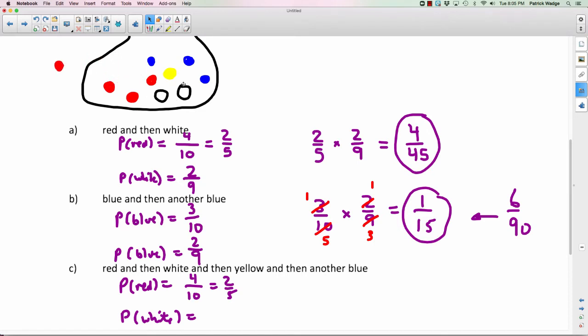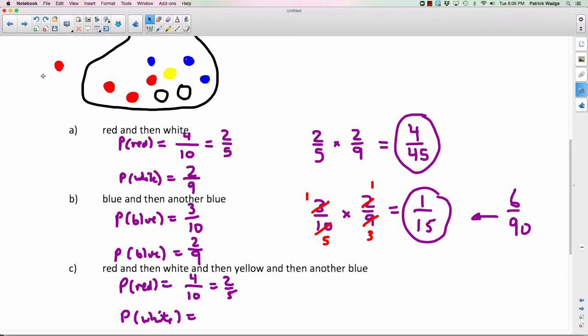Again, I know what some of you are saying, but what if you didn't pick the red? Well, then you didn't do what we wanted to know about. We wanted to know what's the probability of doing all this, red, white, yellow, blue. And the only way we're going to find that out is if we assume you did pick out a red and assume you did pick out a white. Doesn't mean you will. We're just figuring out the probability of you doing it, the chances of you doing it.